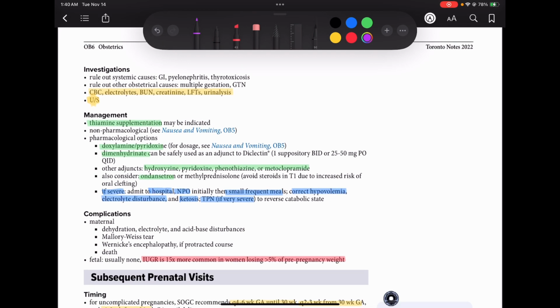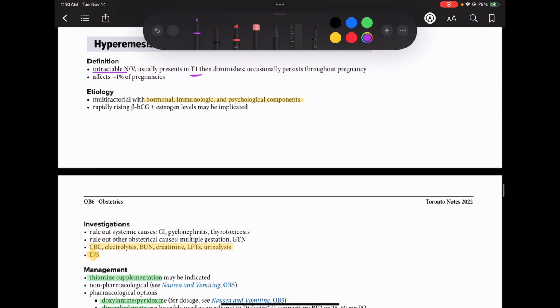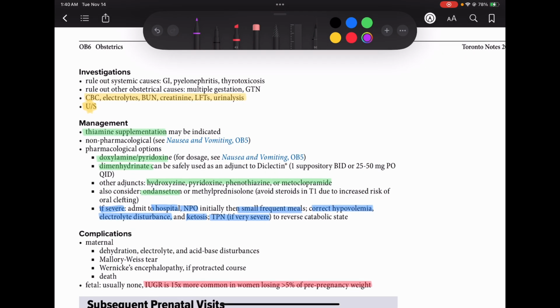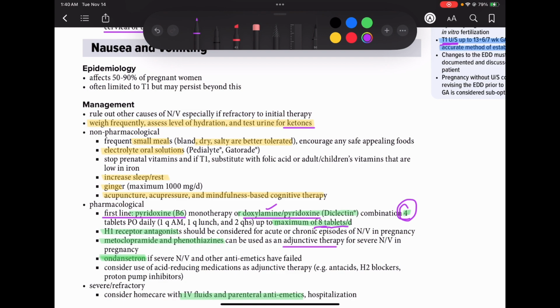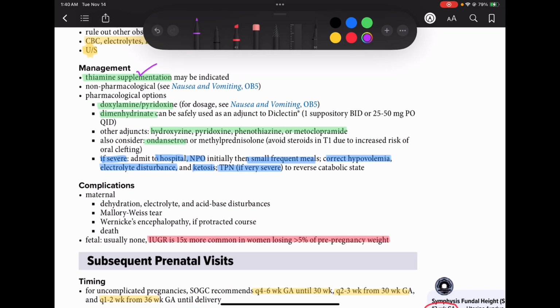How will you investigate? You just have to rule out some systemic causes. There's nothing systemic or pathological going on. You have to also order CBC, electrolytes, BUN, creatinine, LFTs, urinalysis, and ultrasound. Make sure the electrolytes are normal, kidneys are working well, and the liver is working well. In management of hyperemesis gravidarum, we can go with thiamine supplementation. These may be indicated. Non-pharmacological options are almost similar to those for nausea and vomiting. You could try all of those, but pharmacological options again include Diclectin, doxylamine, pyridoxine, dimenhydrinate, and other adjuncts like metoclopramide and ondansetron.